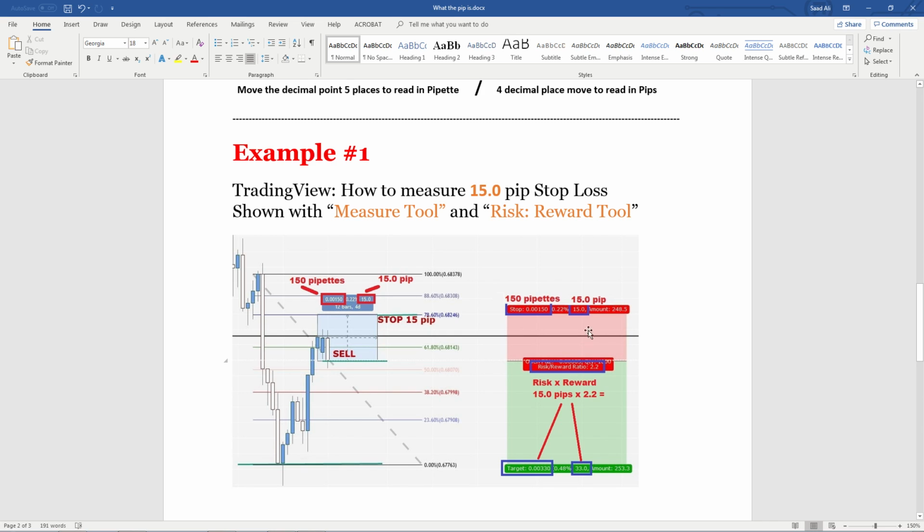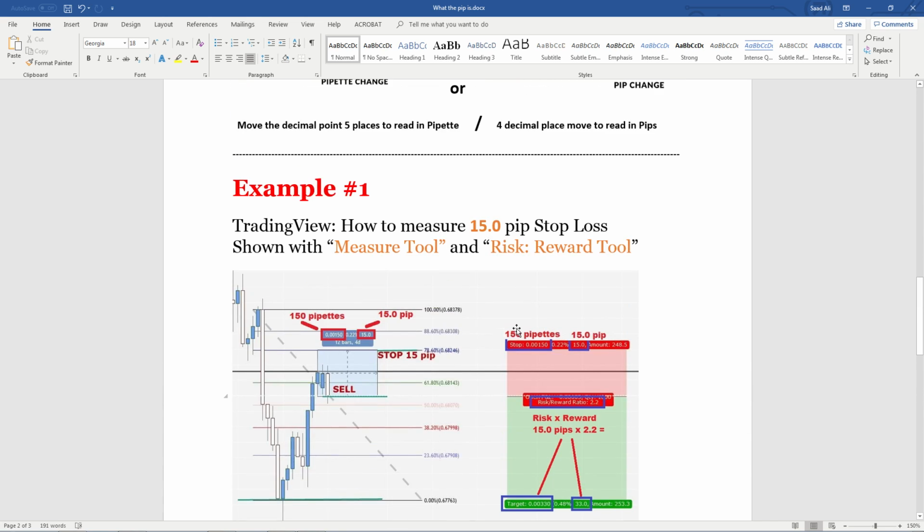So it's saying for every 15 pips we risk, our take profit will be 2.2 times our risk. So 15 pips here times 2.2 equals 33 pips. You see how they got that? So 15 pips multiplied by 2.2, which is our risk reward, gives us 33 pips. And here again, 150 pipettes multiplied by our risk reward, 2.2, gives us 330 pipettes. So that is the second way you can measure your stop loss in pips and pipettes.